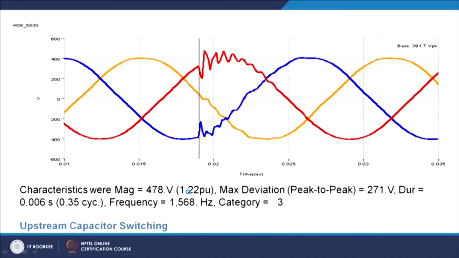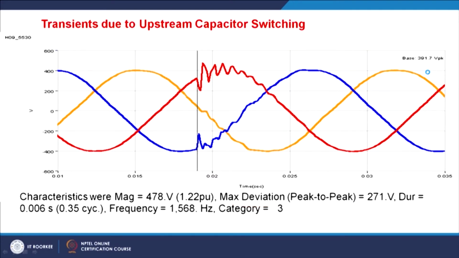Another example, this is the upstream capacitor switching. Till then it was a balanced capacitor of magnitude 478 volt, 1.22 per unit. The maximum deviation is this, duration is 0.006 second, that is 0.3 cycles, frequency is this much, and this kind of fault category is 3. You can see that here you have undergone the switching and thus it continues for some time and ultimately it deviates. So, this kind of phenomenon is a transient phenomenon.